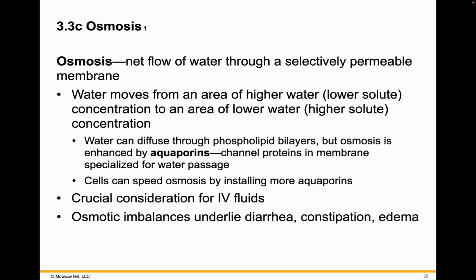If we happen to be talking about water moving through the plasma membrane, then we are talking about osmosis. Osmosis is the net flow of water through a selectively permeable membrane. Water, like other things, will move from an area of high concentration to an area of low concentration. So when you think about this, we really need to think about the amount of solute. A high water concentration means a low amount of things dissolved in it, solute. And a low water concentration is because there's more solutes dissolved in it.